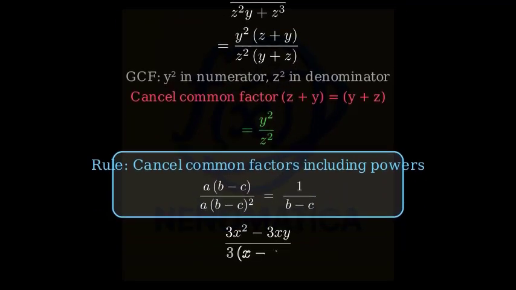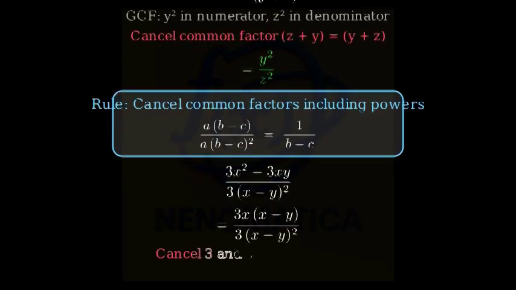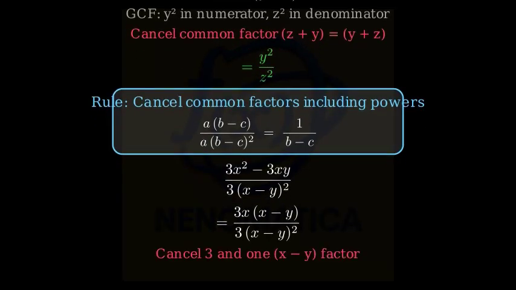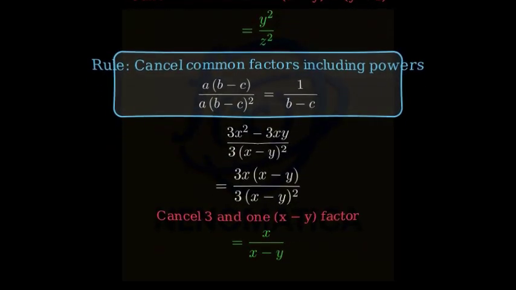Problem 2. Simplify the fraction 3x squared minus 3xy over 3 times the quantity (x minus y) squared. We factor 3x from the numerator. That gives 3x times (x minus y) over 3 times (x minus y) squared. Now the factor 3 cancels, and 1 factor of x minus y cancels with 1 in the denominator. The simplified result is x over x minus y.